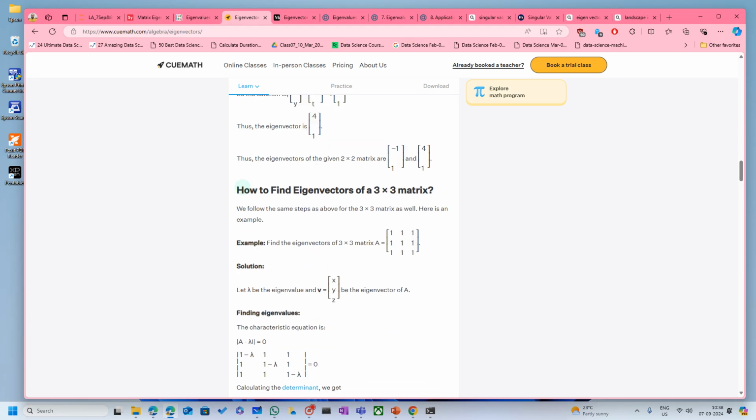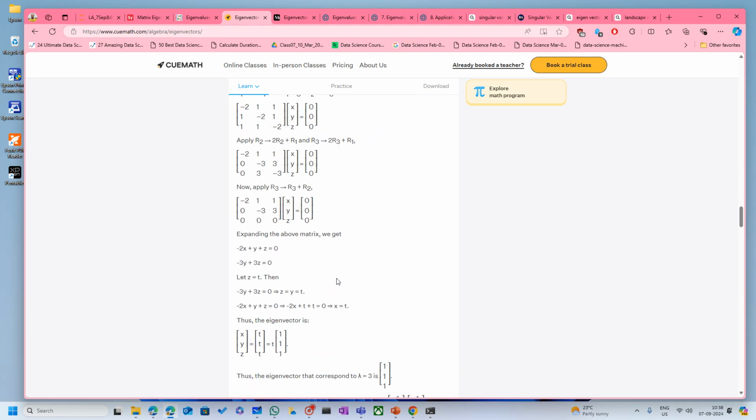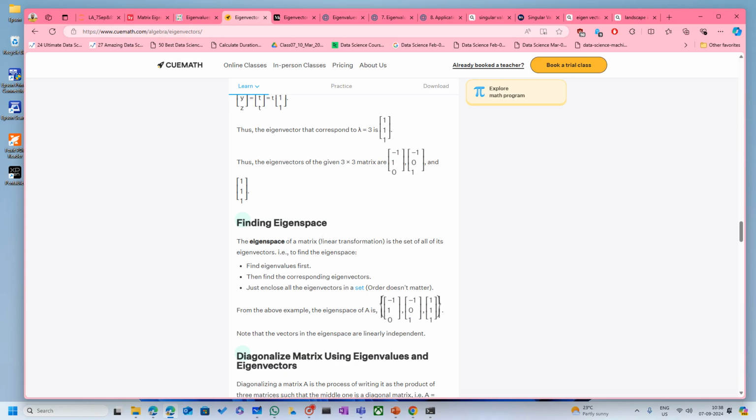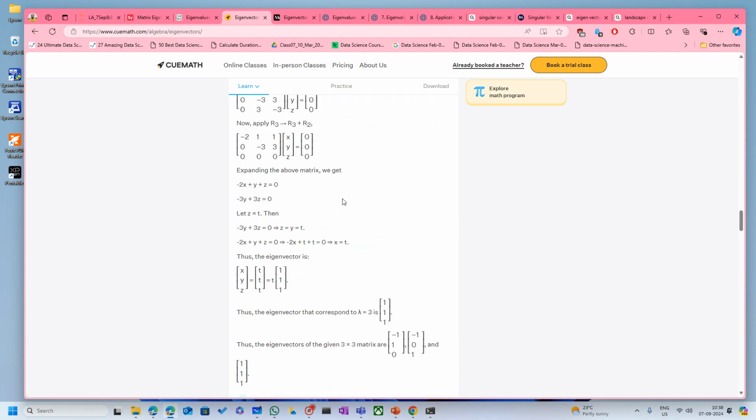The same thing is calculated for a 3 by 3 matrix as well. For a 3 by 3 matrix, you can see three eigenvectors exist, and three eigenvalues exist. So always remember, for however many dimensions you have, that many eigenvectors and that many eigenvalues will be obtained. So this is pretty much about it.